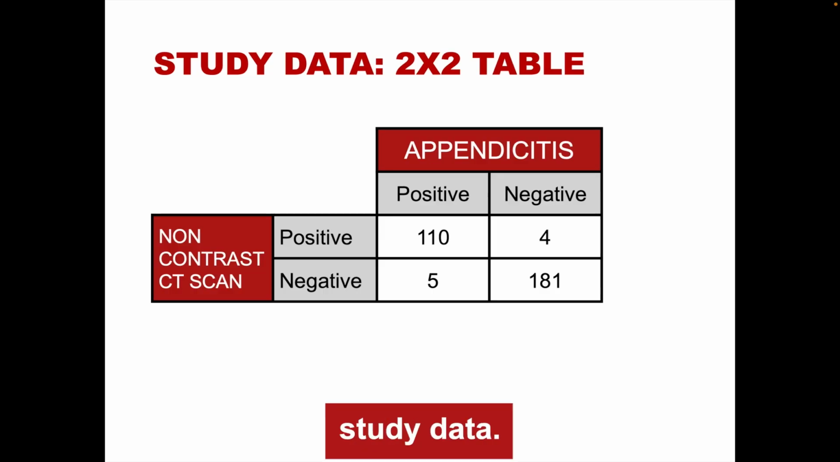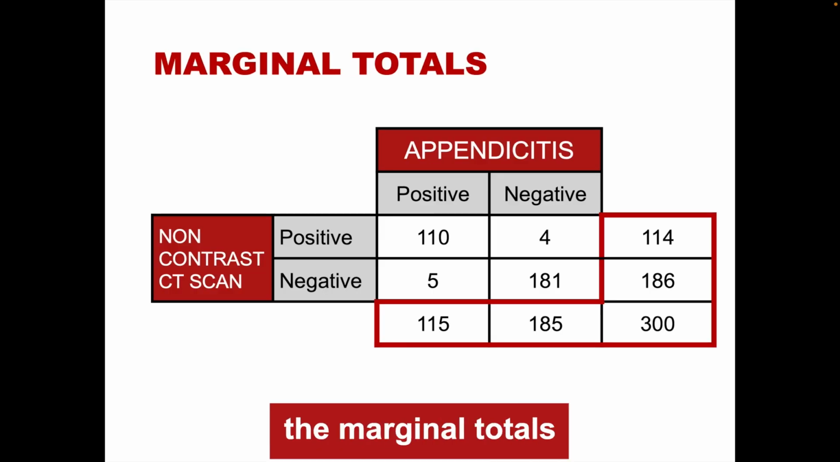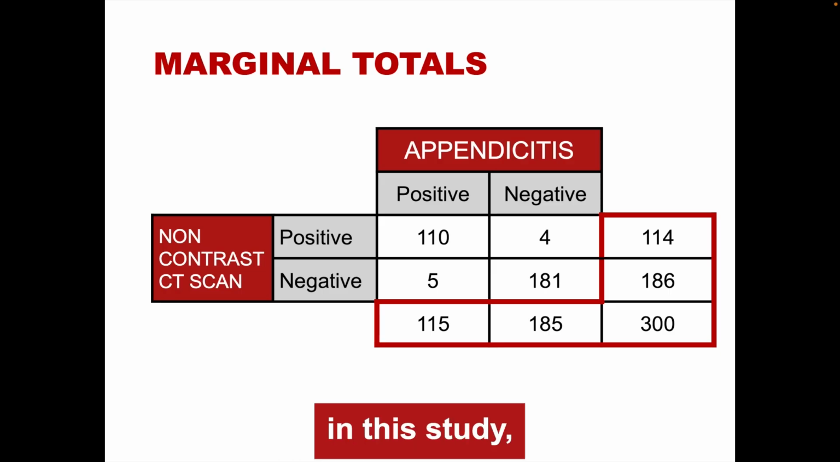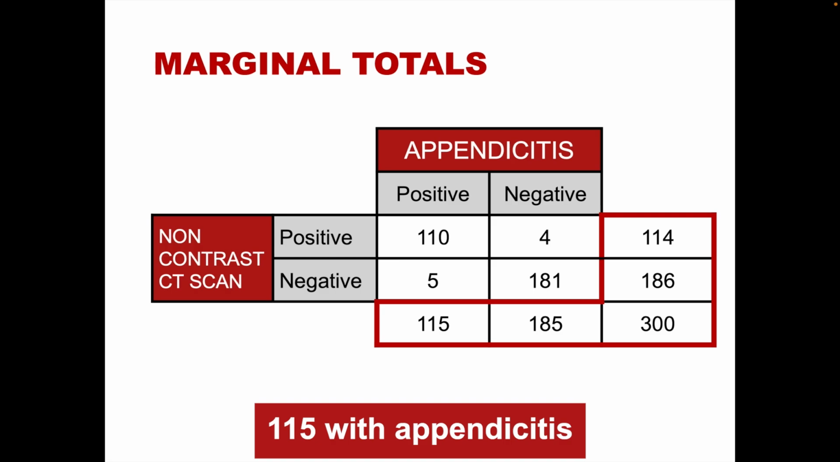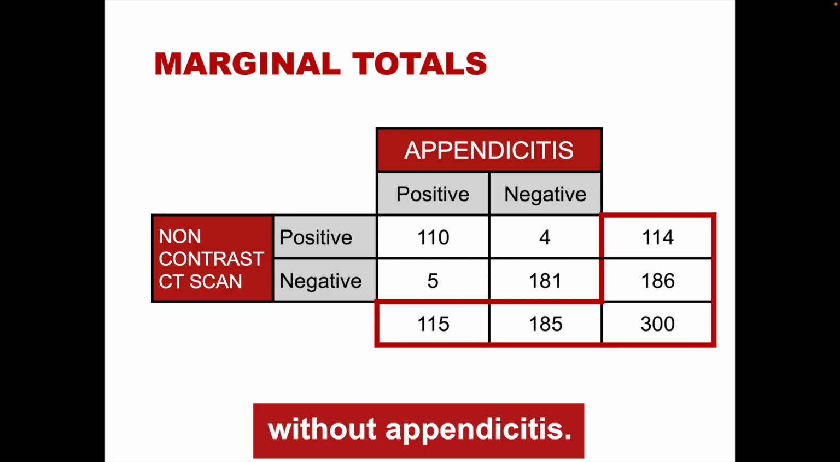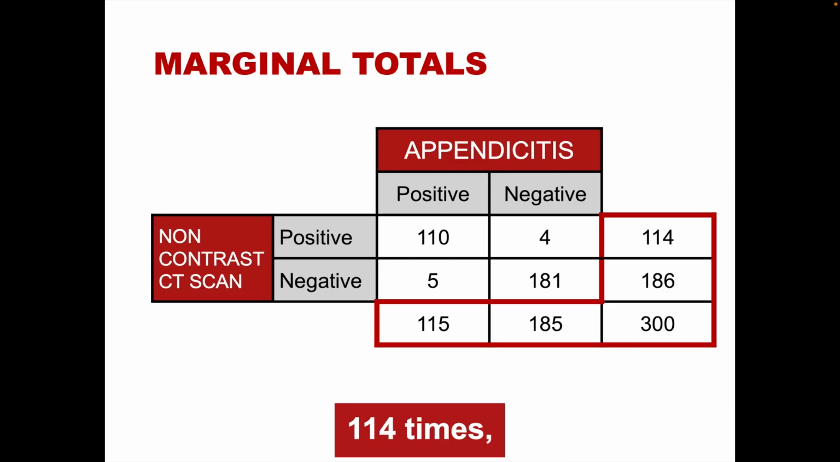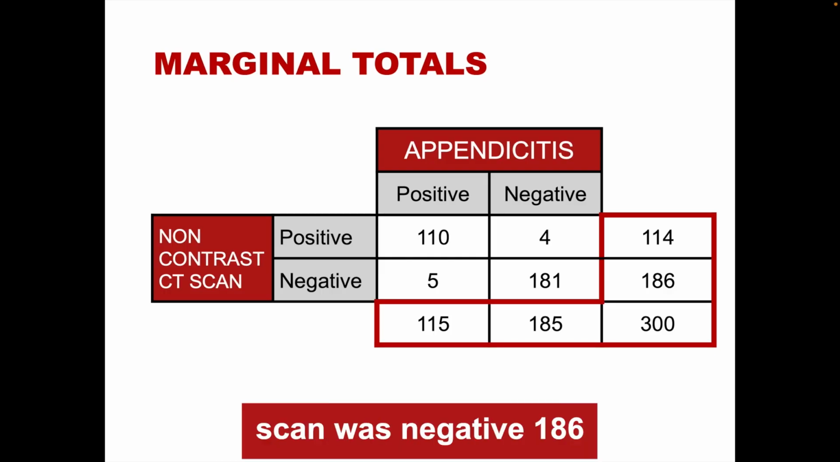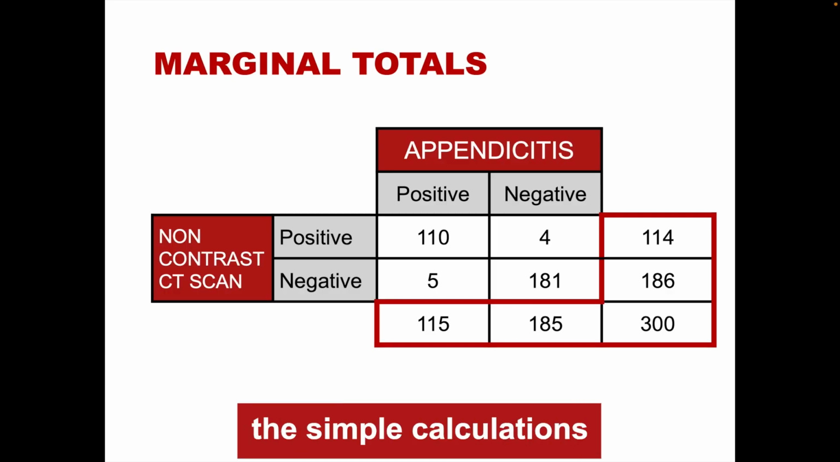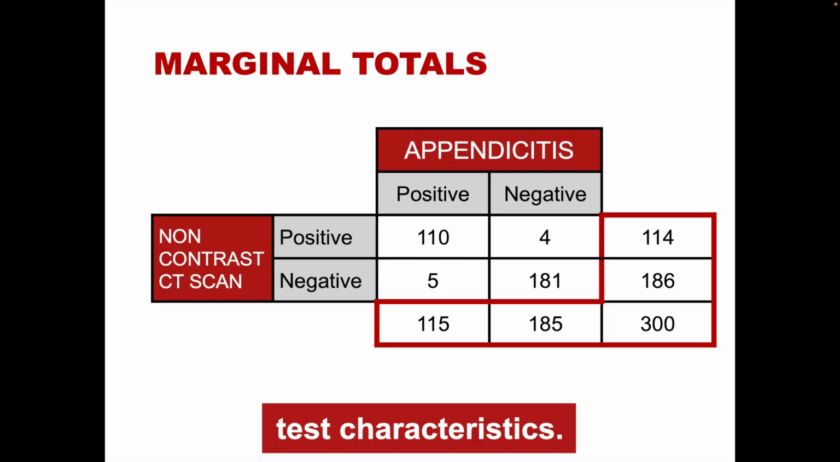This is our study data. Determining the marginal totals will give us a better picture of our population. There are a total of 300 patients in the study, 115 with appendicitis and 185 without appendicitis. The CT scan was positive 114 times, and the CT scan was negative 186 times. The marginal totals allow us to complete the simple calculations of the test characteristics.